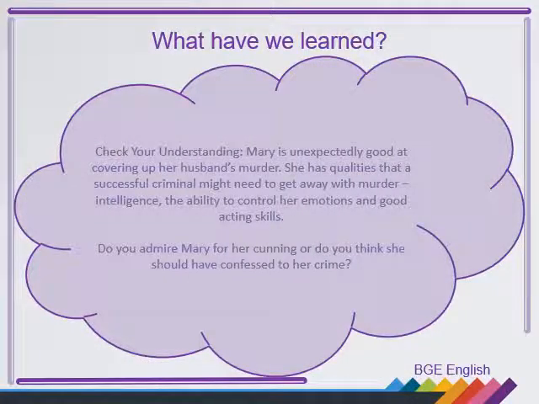So what have we learned in this lesson? Let's check your understanding. We've learned that Mary is unexpectedly good at covering up her husband's murder. She has qualities that a successful criminal might need to get away with murder: intelligence, the ability to control her emotions, and good acting skills. You might wish to consider at the moment whether you admire Mary for her cunning, or whether you think she should have confessed to her crime.